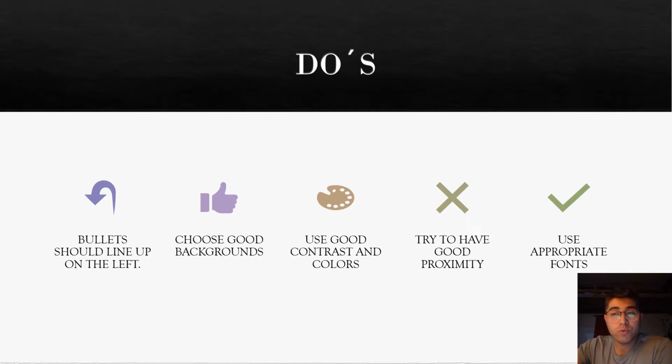Okay, do's. From right now we have learned important points. Bullets should line up on the left. Okay, this slide is an example of proximity. Okay, bullets should line up to the left.